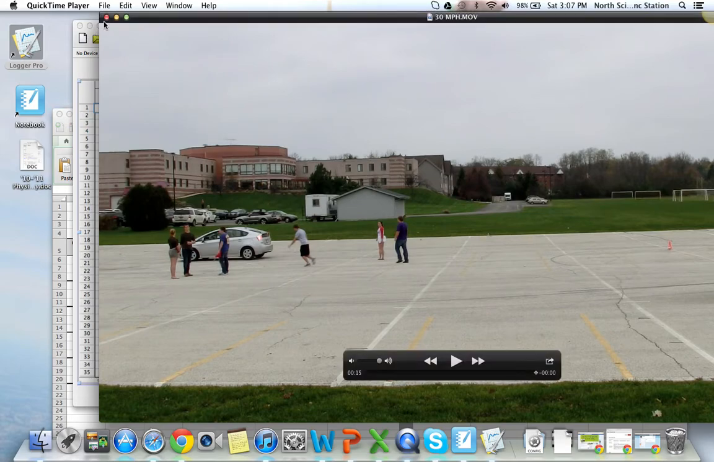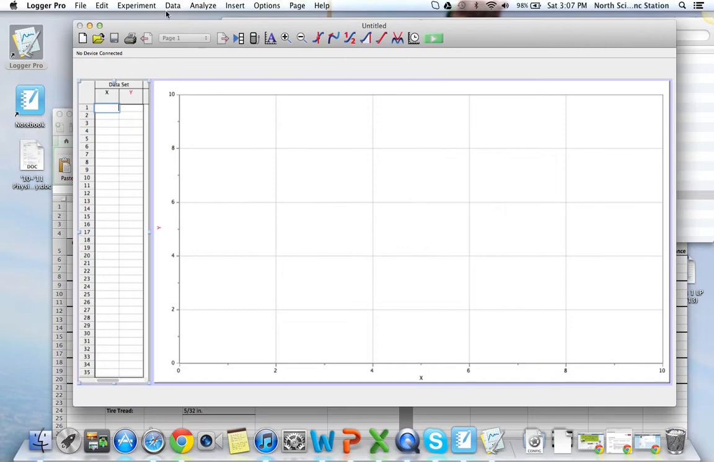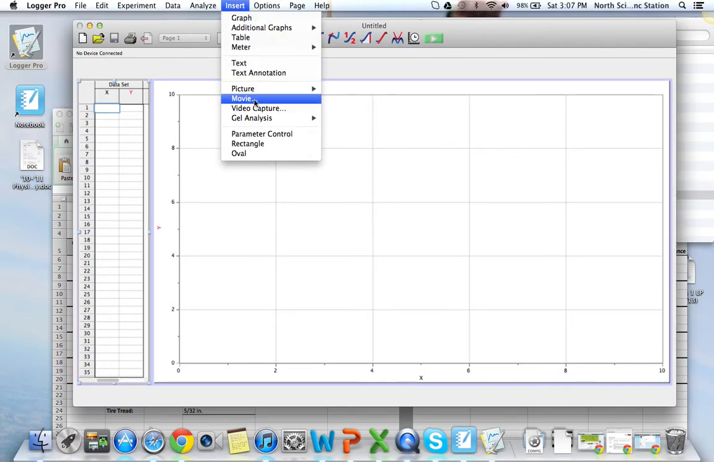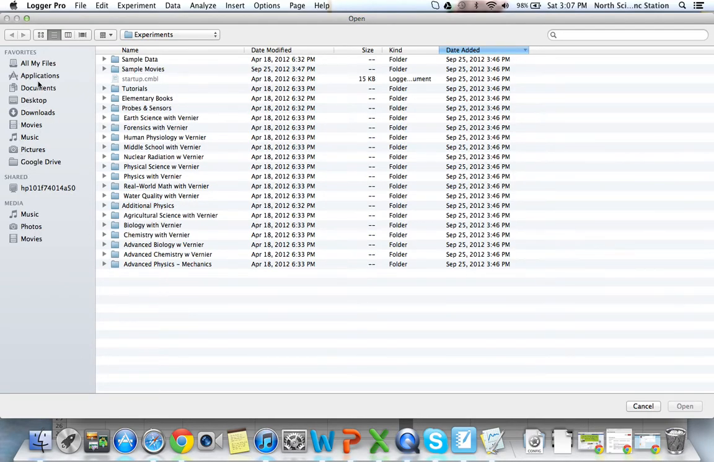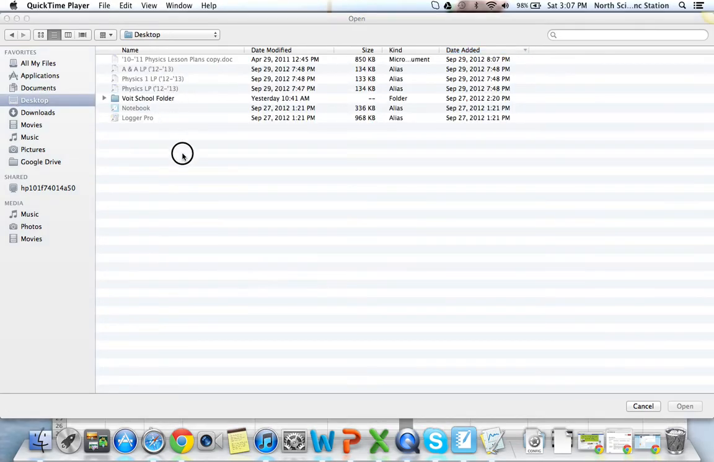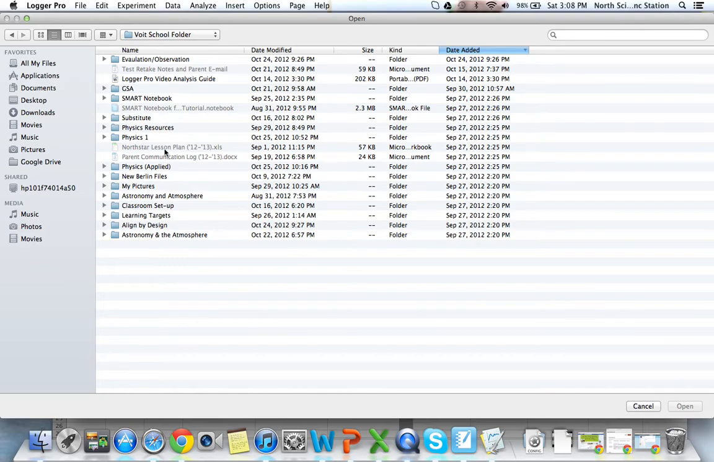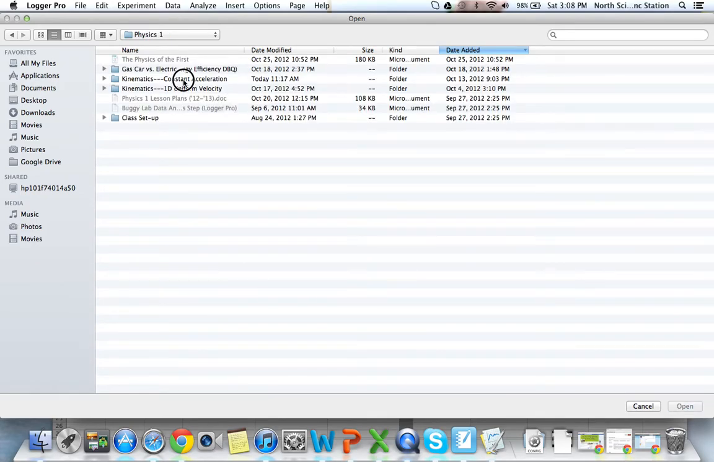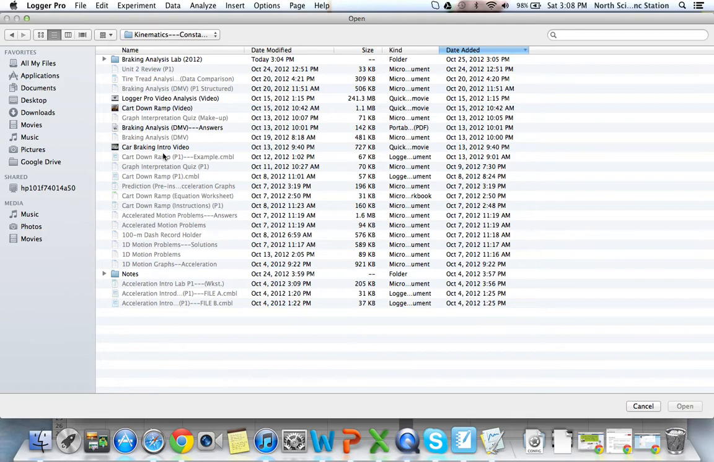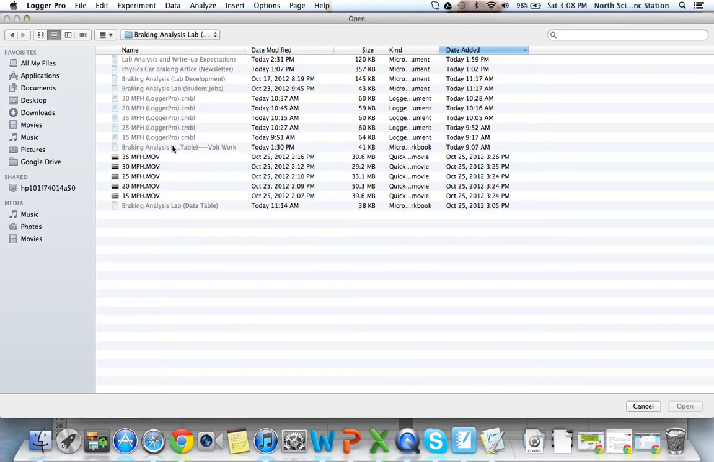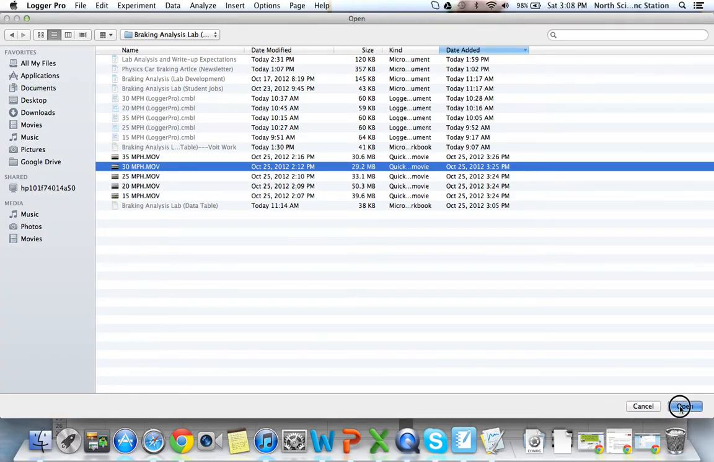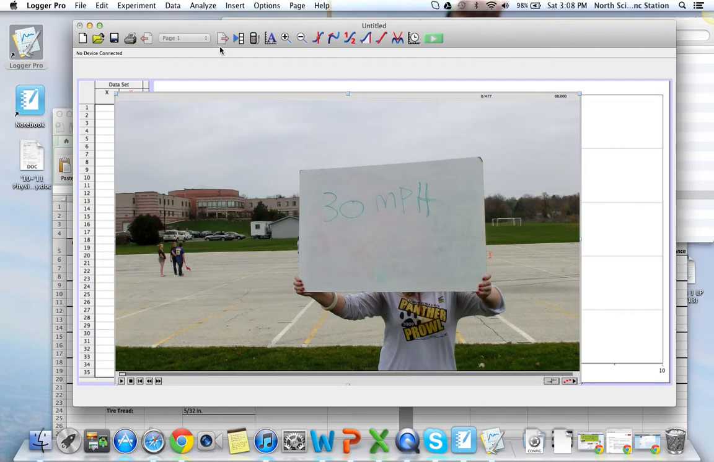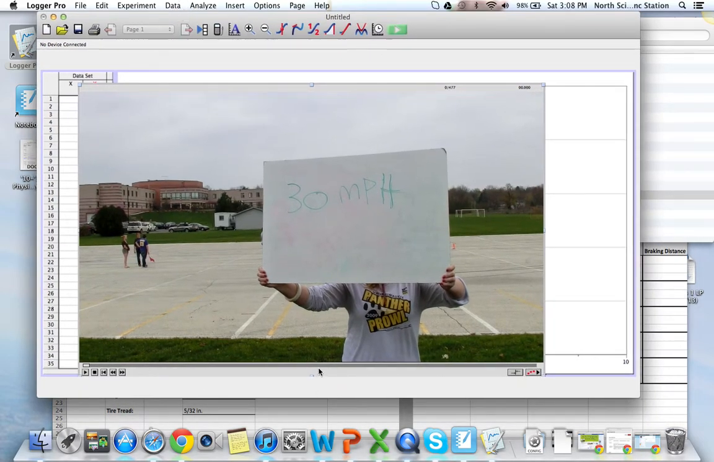So when we're looking at this particular Logger Pro file, what I did is I went to insert movie. I ended up selecting the movie that I wanted, and in this case that would be the 30 mile per hour video. So let me get into that video real quick. With that, one of the first things I do is get to the right point in the video.